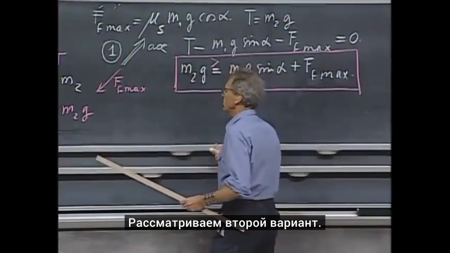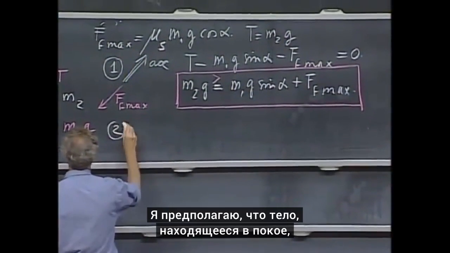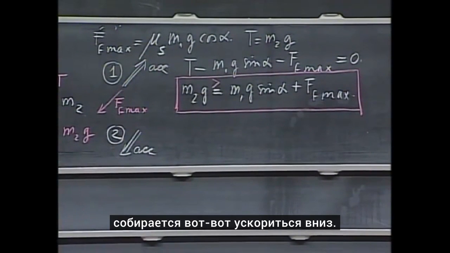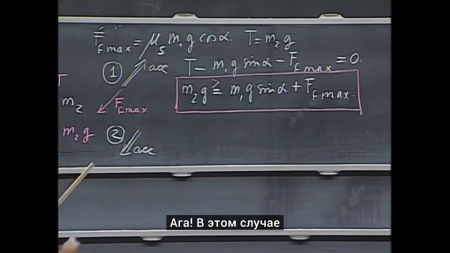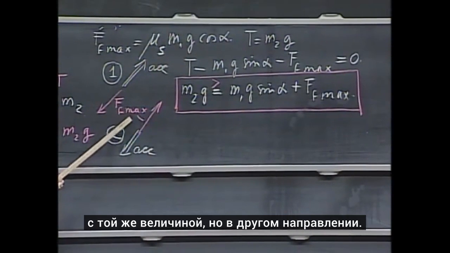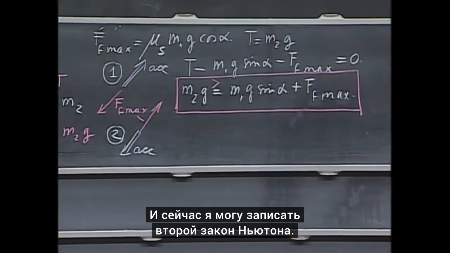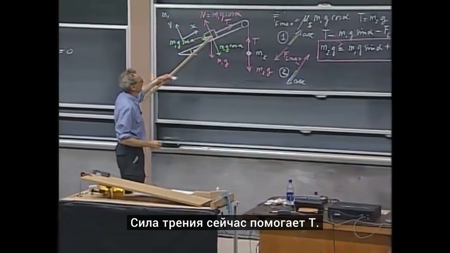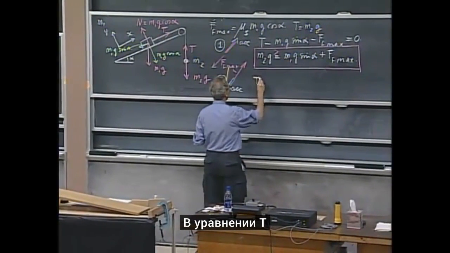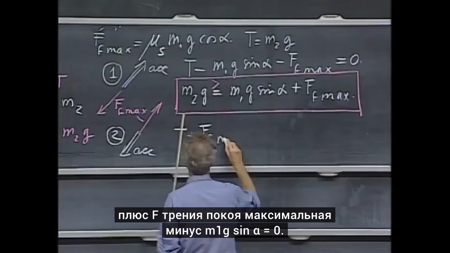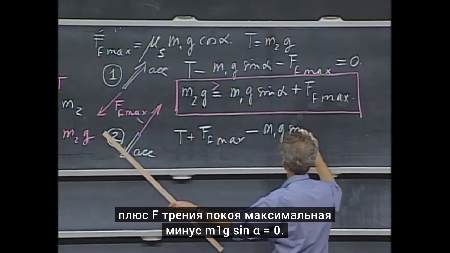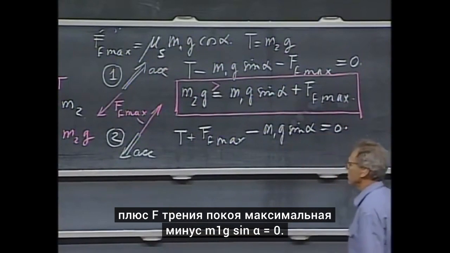Now, I look at situation 2. Now I make the assumption that the object, still standing still, is just about to start accelerating downhill. Aha! If that's the case, I know that the maximum force is now pointing upwards. The same magnitude, but it has now a different direction. So now I can write down Newton's second law. The frictional force is now helping T. So now we get T plus f max minus m1g sine alpha equals 0.